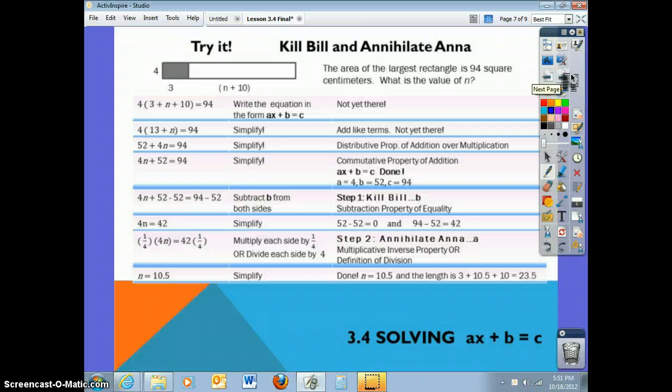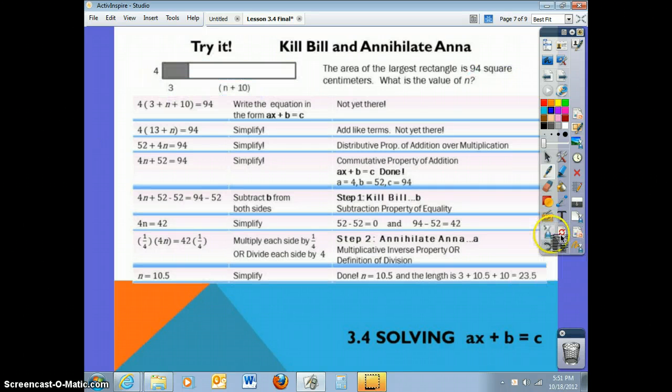Okay, let's try another one where we don't have it in the form of ax plus b equals c yet, and we have to get there. So this looks like a problem you've had in the other lesson, where they give you a big rectangle, and one side of it is 4, and the other side has pieces. It has one piece that's 3, and another piece that's n plus 10. And they also tell you the whole rectangle's area is 94 square centimeters.